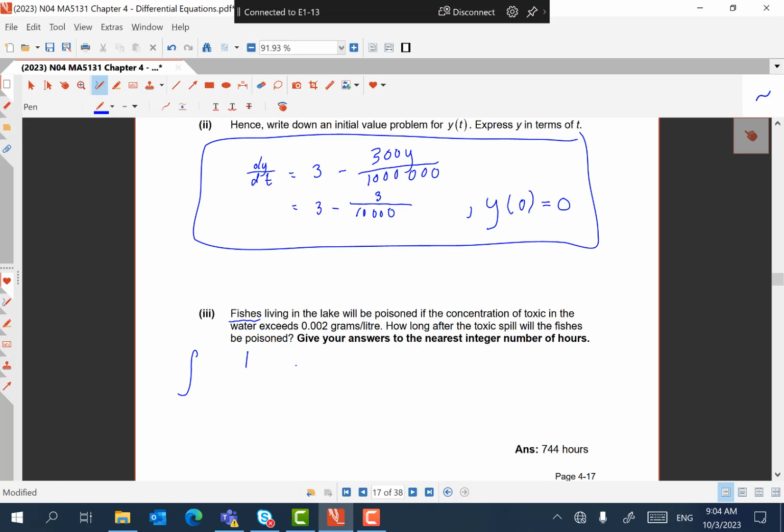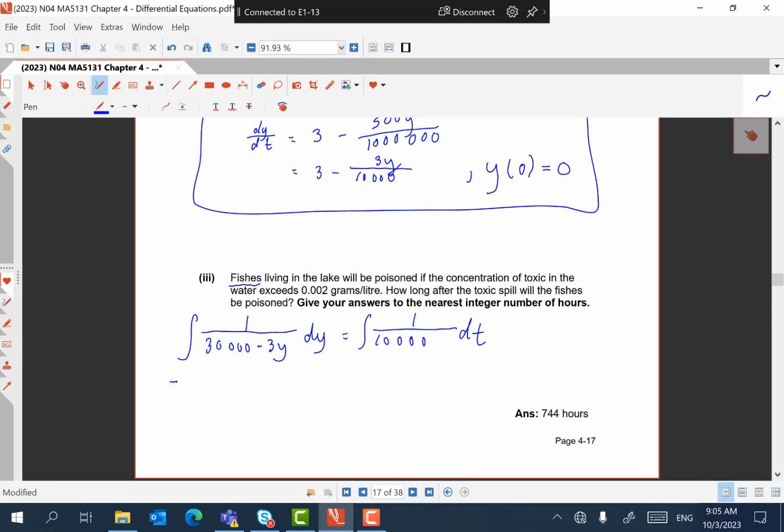So now to solve the DE, it is going to be 30,000. Hey, there's a y missing here. Minus 3y dy equals to, okay, this time I want to be very careful. I do not want to make the same mistake as before. There's no minus. Right? And then this gives me minus 1/3 ln of minus 3y.